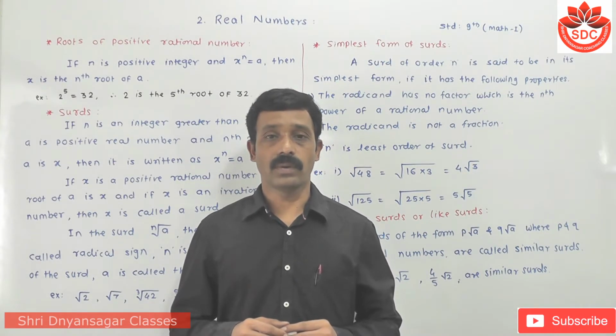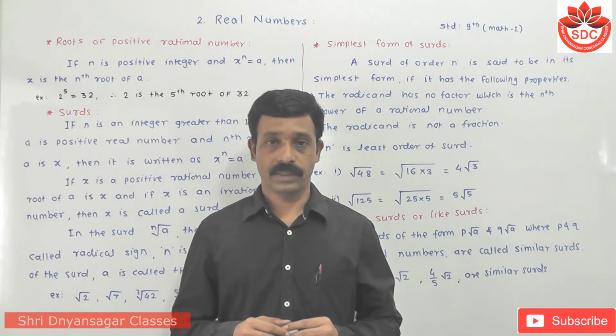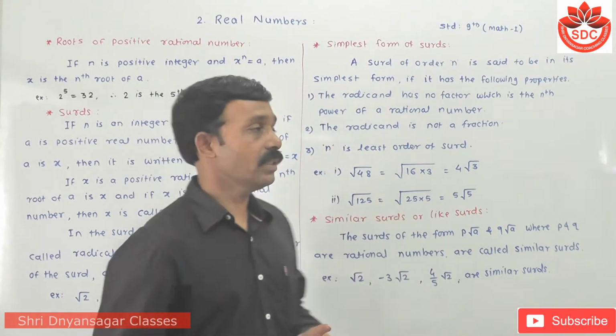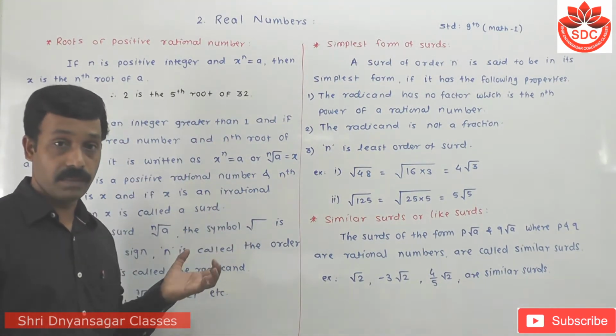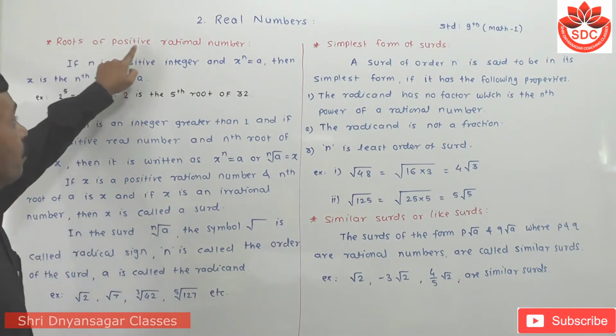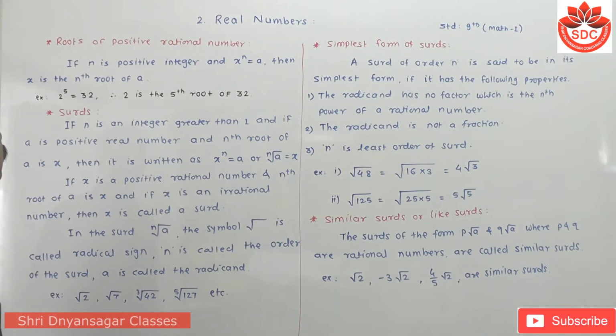Students, today we discuss the next topic of the second chapter, Real Numbers, of 9th standard mathematics part 1. The next topic is surds. For surds, we have to know some basic concepts. The first point is the roots of positive rational numbers. How to find the roots of positive rational numbers?